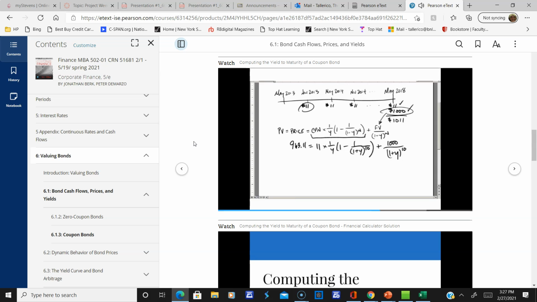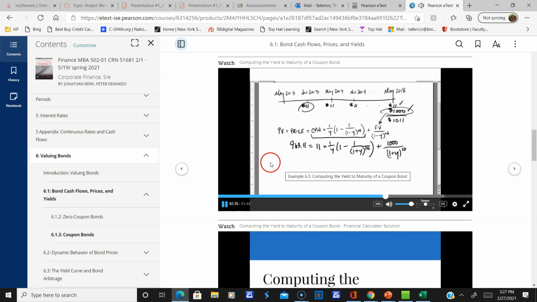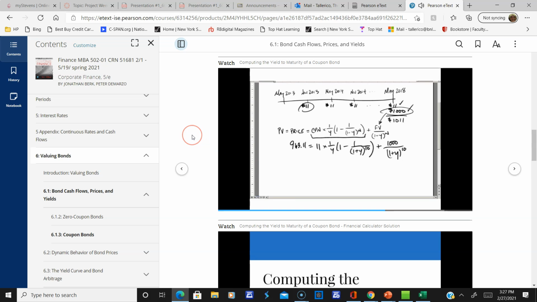Now, it turns out that we can't algebraically isolate Y and just solve out for Y here. So what we'd have to do is trial and error. We try a guess for Y and see what happens, and then try another guess, and eventually try to narrow in on the guess that makes this set of cash flows have a present value of $963.11. Or we could just have a computer or financial calculator make guesses for us really, really fast. And that's exactly what they do.